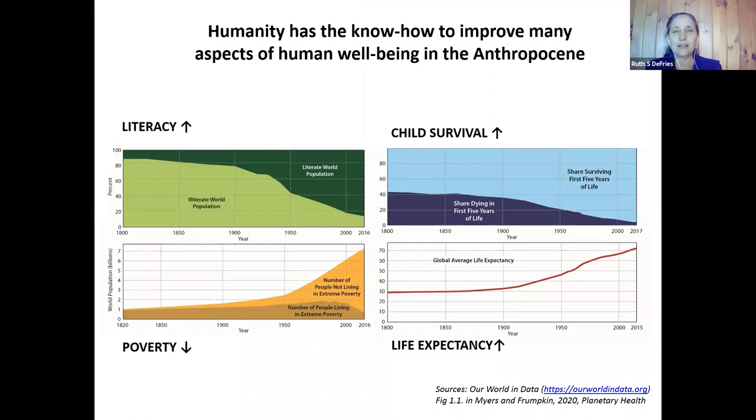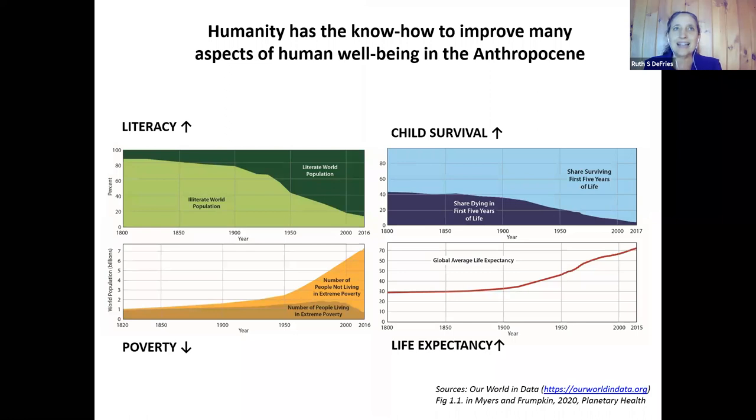If you want to stay alive, if you want your children to survive, there has been so much advance in technical know-how in terms of literacy, child survival, life expectancy, poverty. If we just look back not very long ago, just a little over 100 years ago, if you were born in this world, you would be far less likely to survive, far less likely to be literate, far more likely to die at a young age, far more likely to live in poverty, and your children would be more likely to die.